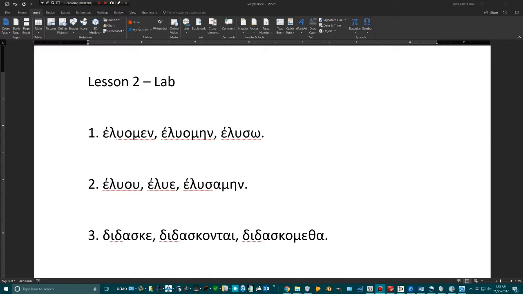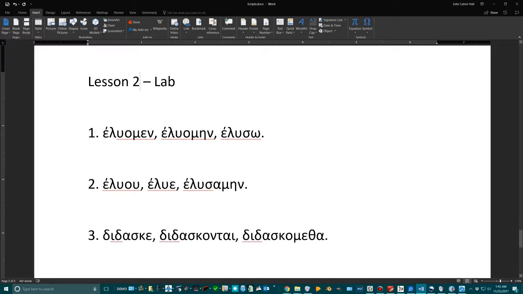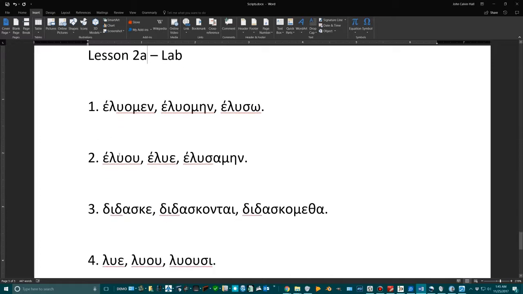Okay, welcome to Lesson 2 Lab. Actually, this would be Lesson 2A Lab, let's correct this. By now, you should have gone over Lecture 2A and become familiar with the mechanics that you've learned in the lecture. And we're going to take that material and apply it in this lab over the next couple of minutes.